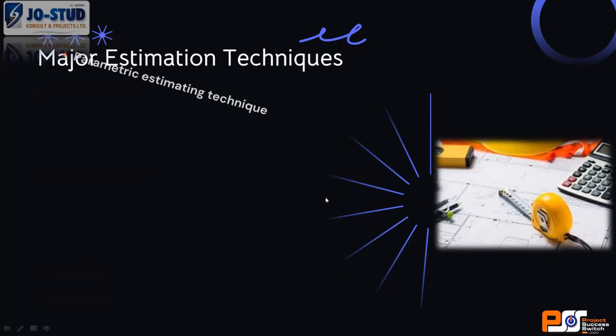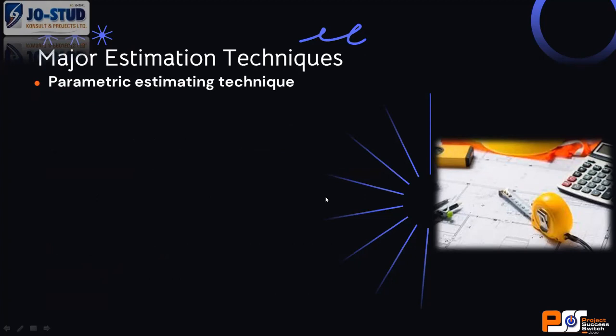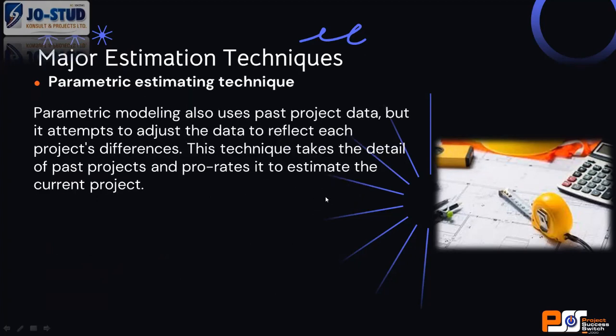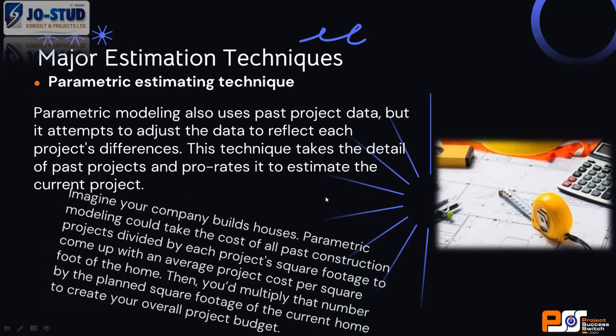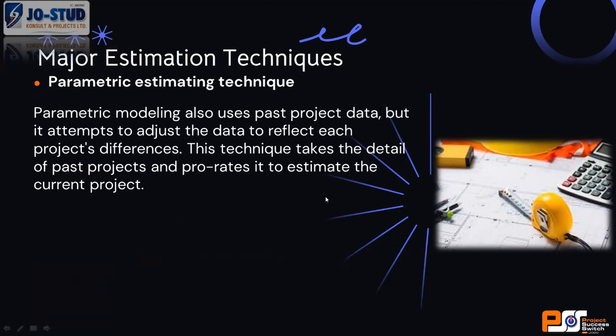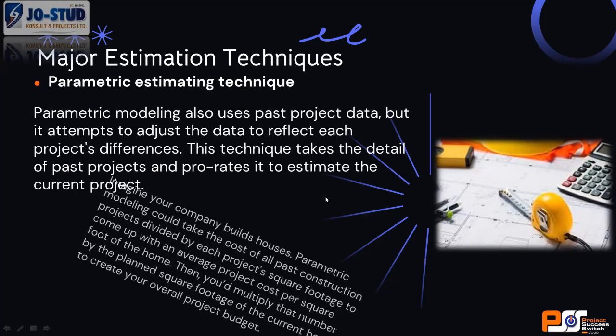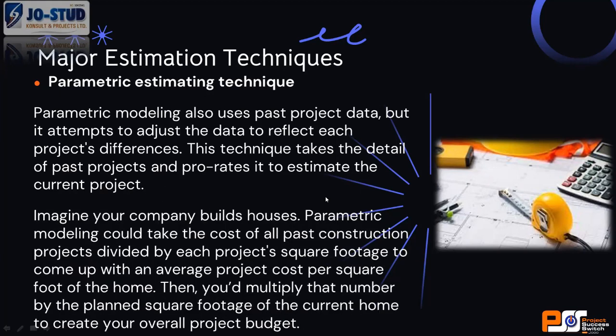It's called the parametric estimating technique. Parametric estimation technique uses past project data. The only difference between parametric and analogous is that parametric is a bit more refined because it prorates. Now, let me give an example.